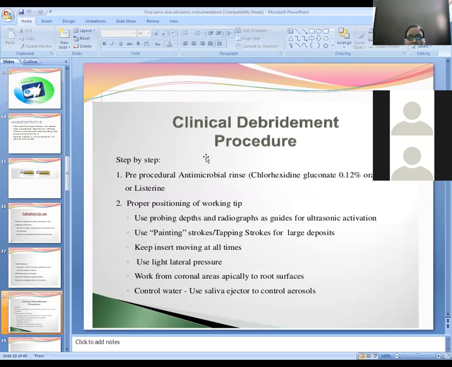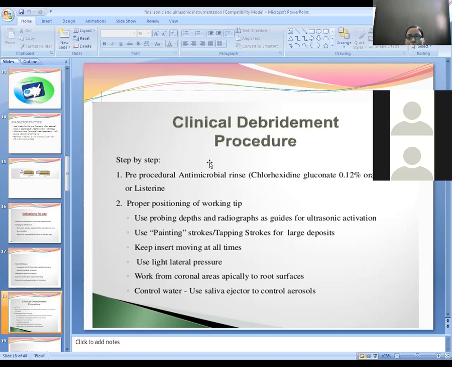What are the clinical debridement procedures? Which is given step by step. First, we have to do a pre-procedural antimicrobial rinse, that is with the help of chlorhexidine gluconate 0.12% or 0.2% which is available, or a Listerine.